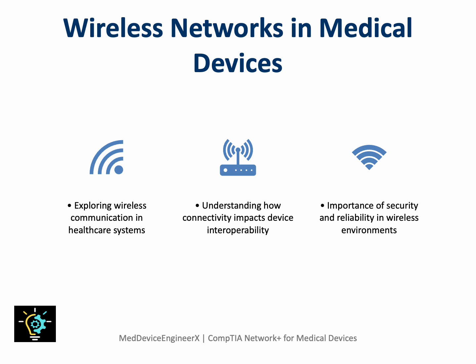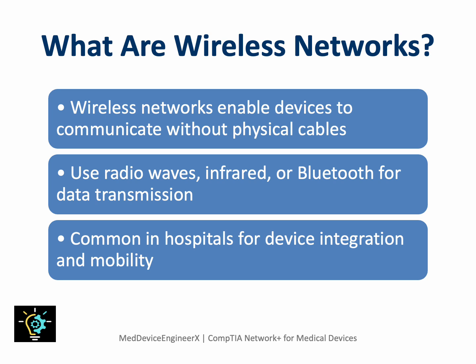So let's begin by defining exactly what a wireless network is in this context. What are wireless networks? A wireless network allows devices to communicate through signals, and this is typically radio waves rather than cables. In healthcare, this enables mobility and reduces clutter in critical environments like operating rooms and ICUs. Wireless networks can use technologies such as Wi-Fi, Bluetooth, infrared, or proprietary RF links. The goal is simple, it's to move data reliably from one device to another.